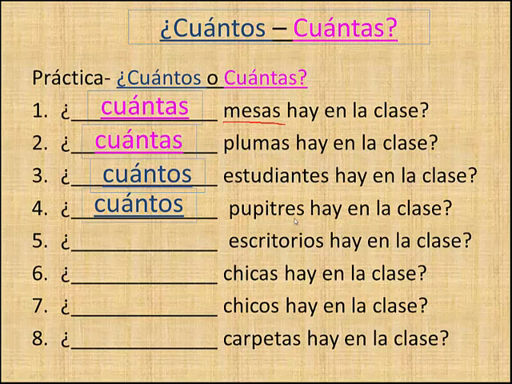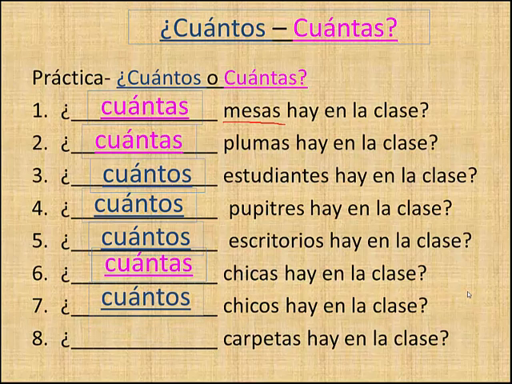Pupitres, we know is masculino. So, ¿cuántos pupitres hay en la clase? Número 5, ¿cuántos escritorios hay en la clase? How many teacher desks are there in the class? And then, número 6, ¿cuántas chicas hay en la clase? Okay, how many girls? Now we know we're talking about chicas hay en la clase versus ¿cuántos chicos hay en la clase? And número 8, ¿cuántas carpetas hay en la clase? How many binders are there in the class?